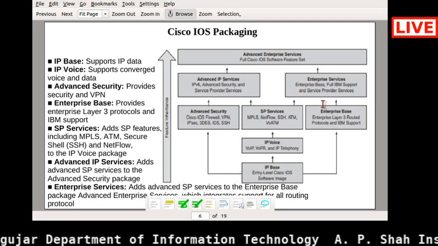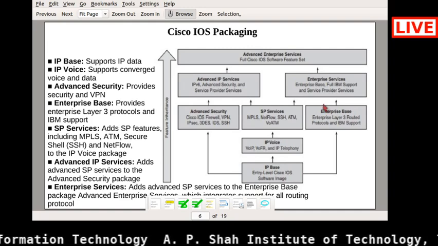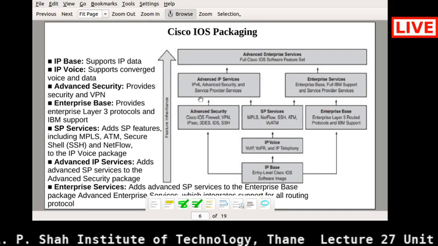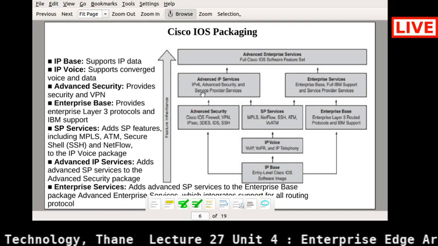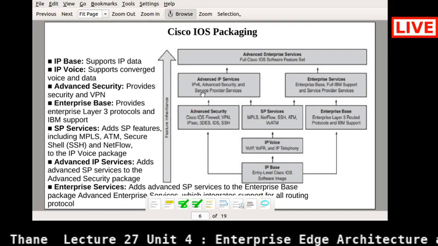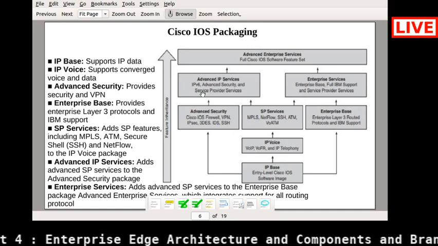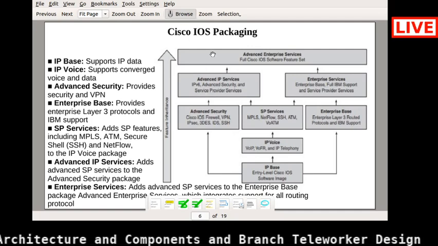So we will talk here more specifically based on Cisco only, right? If you're talking about this particular iOS packaging, what are the different services over there, and what are the different edge components used in each and every service? That we will talk about here with respect to the Cisco iOS packaging.